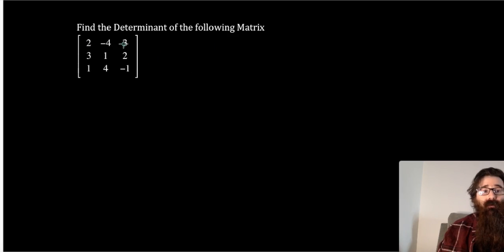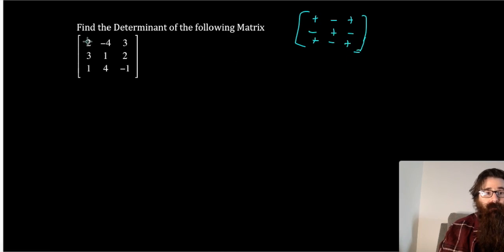Let me go ahead and go across this top row. Remember the checkerboard pattern, don't be ashamed to write it down. So I'm going to cross this top row, 2, -4, 3. When I bring out the 2, I'm not going to change its sign. And then times the determinant of, if I go to that entry, remove its row and column, I'm left with 1, 2, 4, -1.